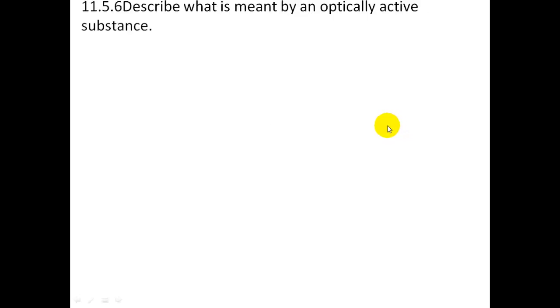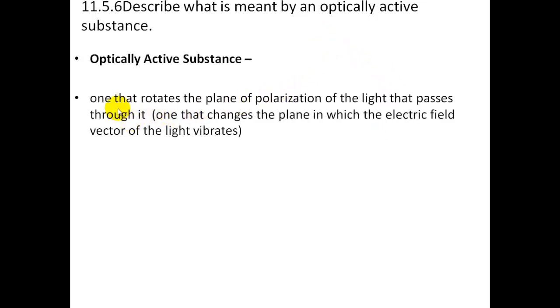What is meant by optically active substance? An optically active substance is one that rotates the plane of polarization.